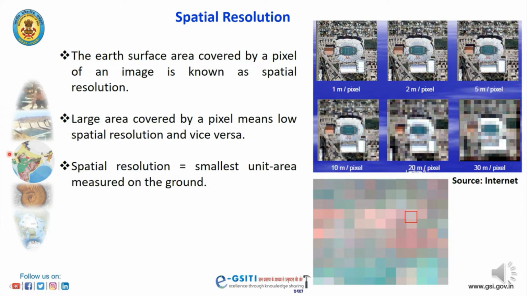Spatial resolution. The Earth's surface area covered by a pixel of an image is known as spatial resolution. Large area covered by a pixel means low spatial resolution, and vice versa. Spatial resolution means smallest unit area measured on the ground.